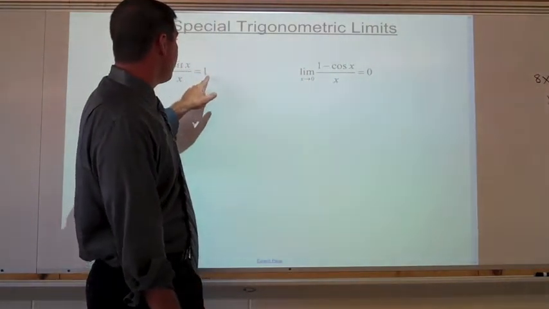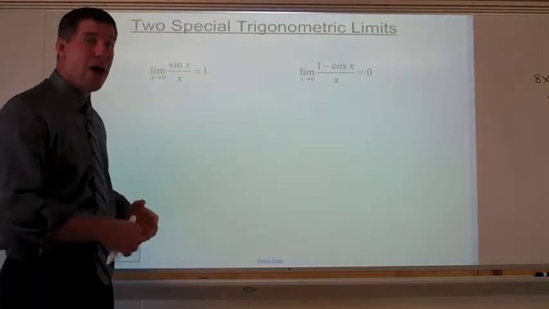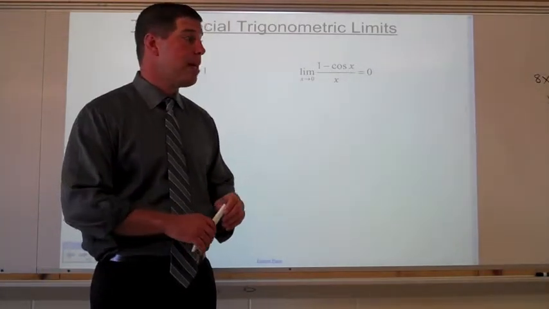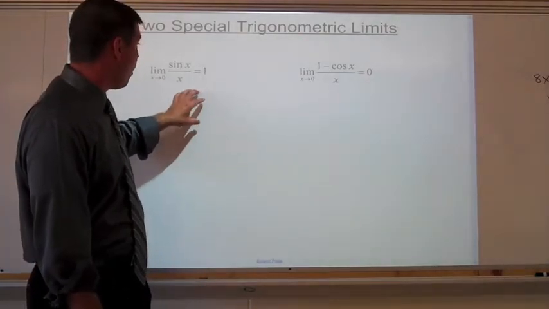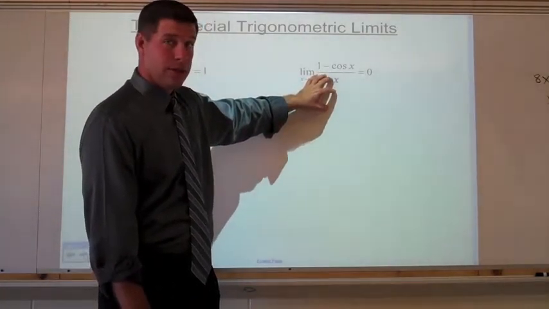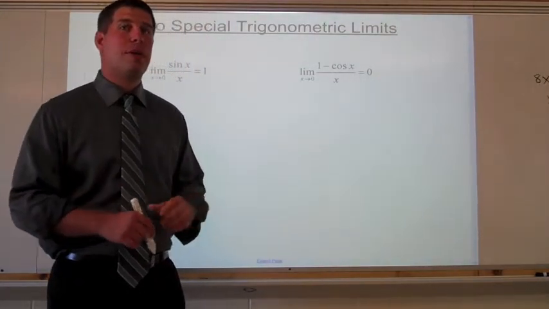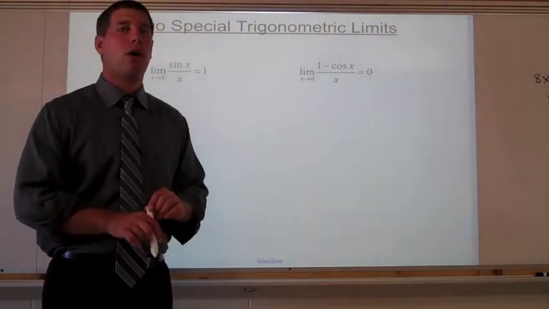So these values, this 1 and this 0, are special values that are found using something called the squeeze theorem that's more appropriate to go over in a classroom setting with your teacher. So for now, we're just going to talk about these are the values of these two limits, and we're going to see where they occur. These are just two limits that you're going to have to memorize. These are special limits that come up once in a while in limit problems.